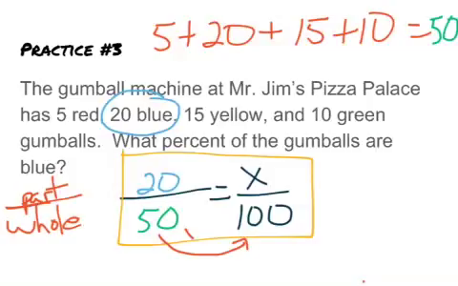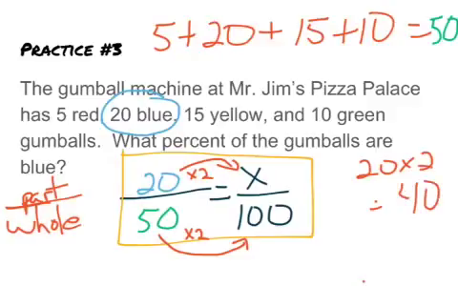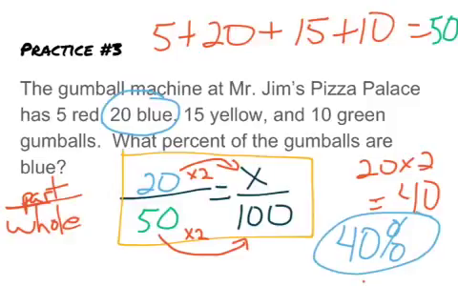Well, if we multiply the 50 times 2, or the whole times 2, we also multiply the part times 2. And our answer is going to be whatever we get for 20 times 2. And 20 times 2 equals 40. So we know what percent of the gumballs were blue, and that answer is 40%. Okay, that is a look at using proportions to solve percent questions.